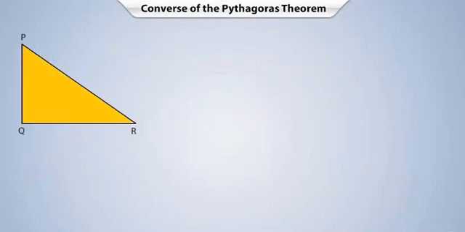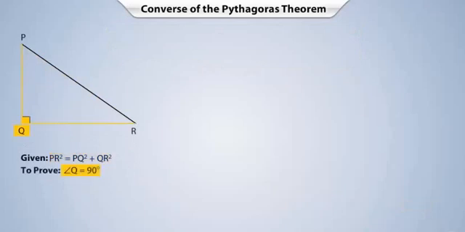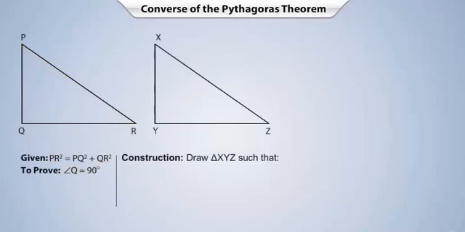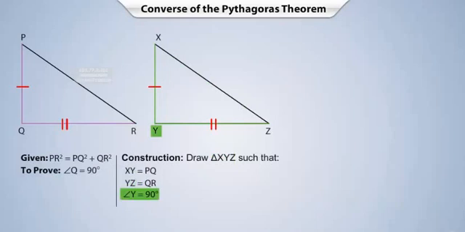Consider a triangle PQR, in which PR square is equal to PQ square plus QR square. We need to prove that angle Q is a right angle. To start with, construct a right-angled triangle XYZ, such that XY is equal to PQ and YZ is equal to QR, and angle Y is equal to 90 degrees.